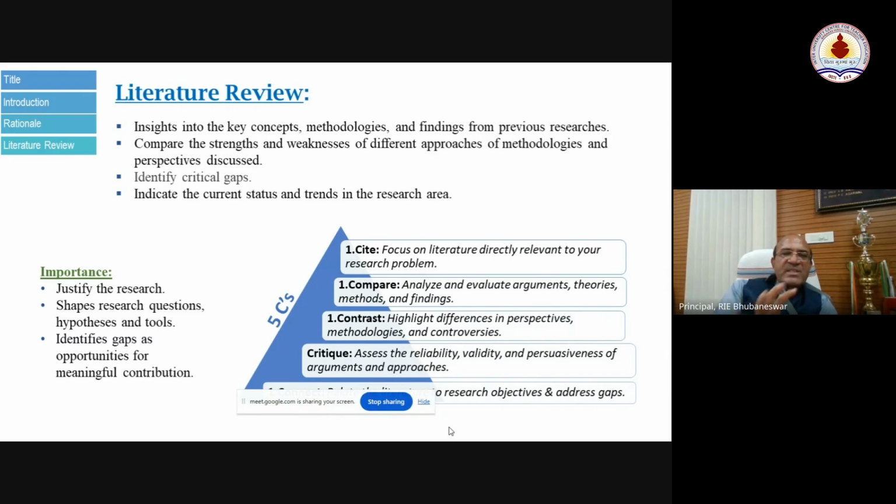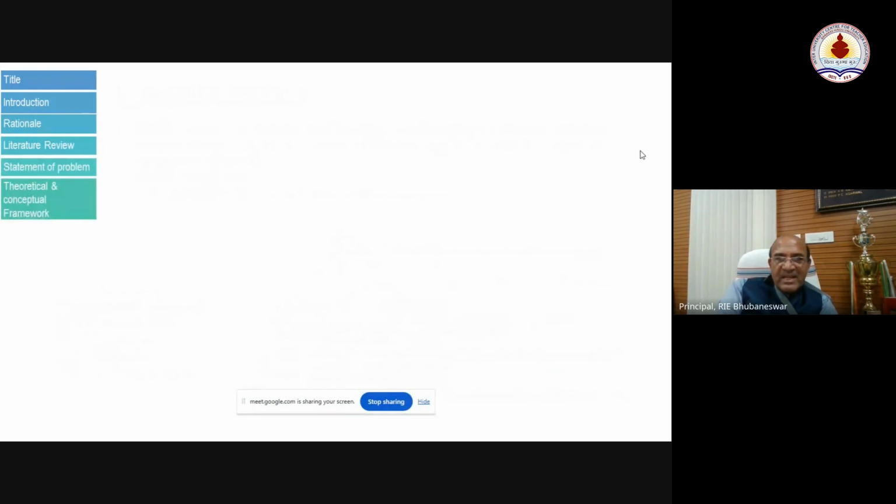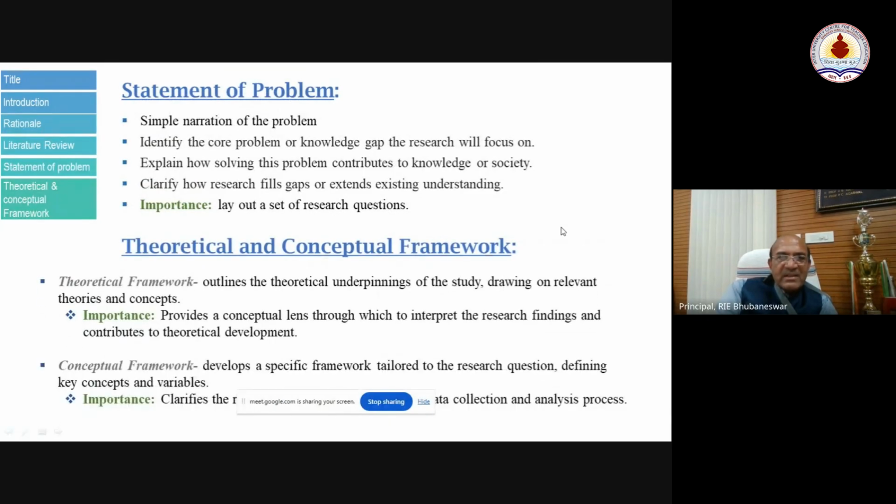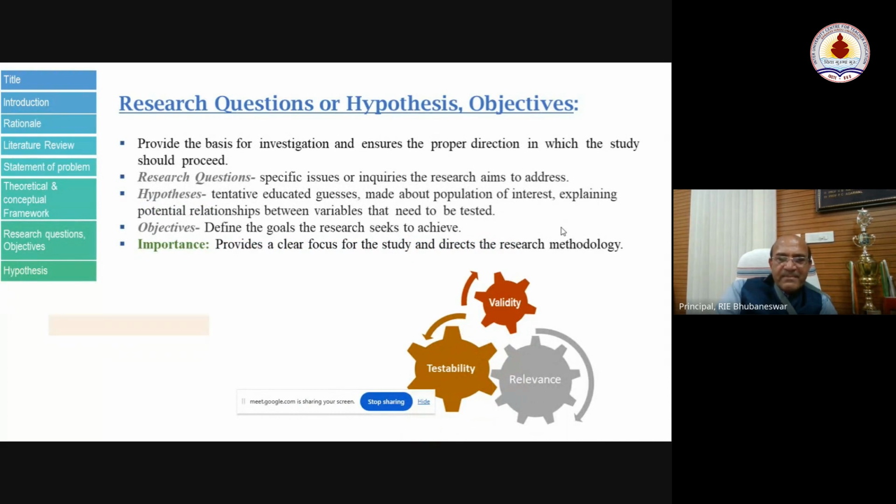So I will take those papers, then compare. I will analyze and evaluate the arguments of different researchers, different approaches, different theories, different methods and findings. So a contrasting situation will be there. As the third C, I will highlight differences in perspectives, methodologies, and controversies. And actually, when research is conducted, controversies are always, I can say, important as far as scientific research is concerned.